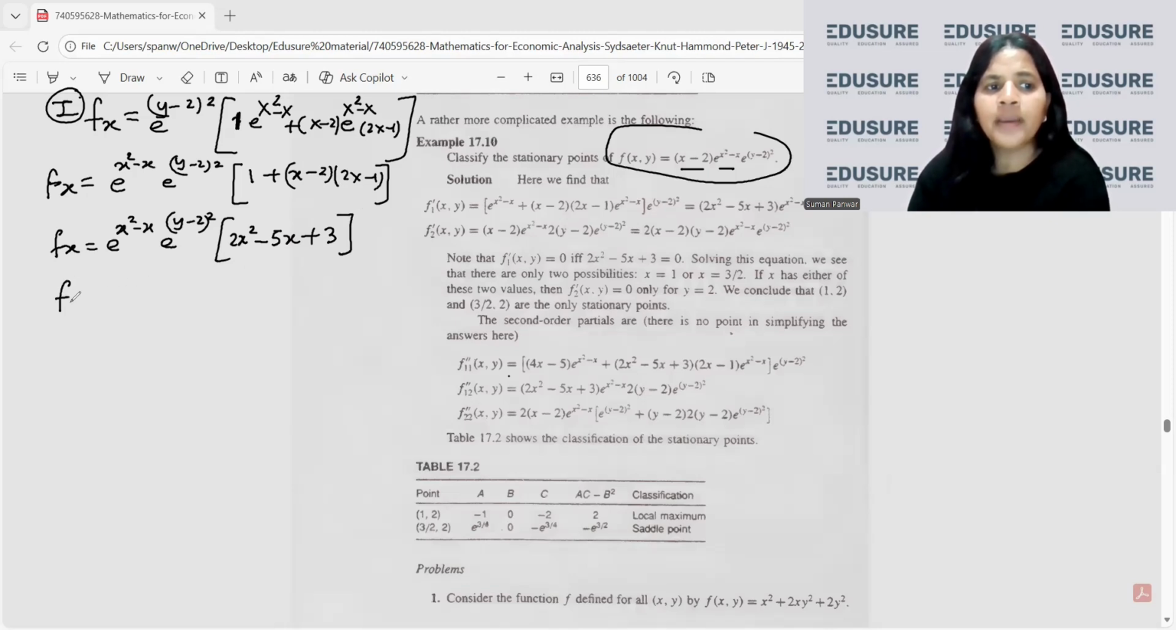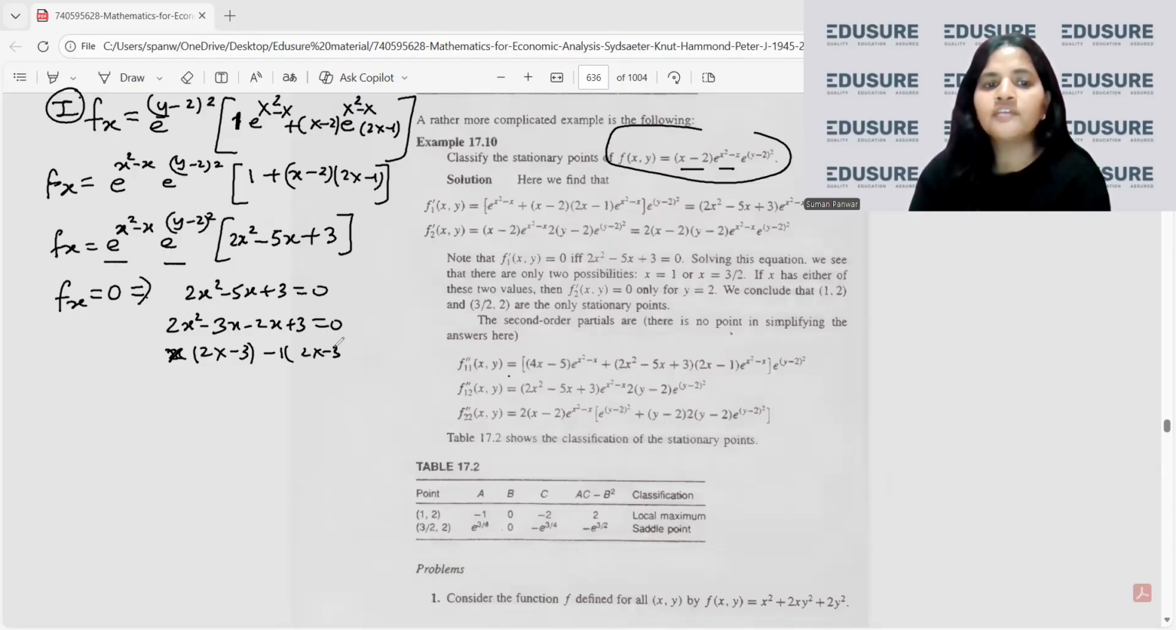So if I want my fx to be 0, the exponential can never be 0. Exponentials are always positive. So this means that 2x square minus 5x plus 3 is equal to 0. So 2x square minus 3x minus 2x plus 3 is equal to 0. Taking x common, x(2x minus 3) minus 1(2x minus 3) is equal to 0. So (x minus 1)(2x minus 3) is equal to 0. So x is equal to 1, x is equal to 3 by 2. So I have got two candidates.